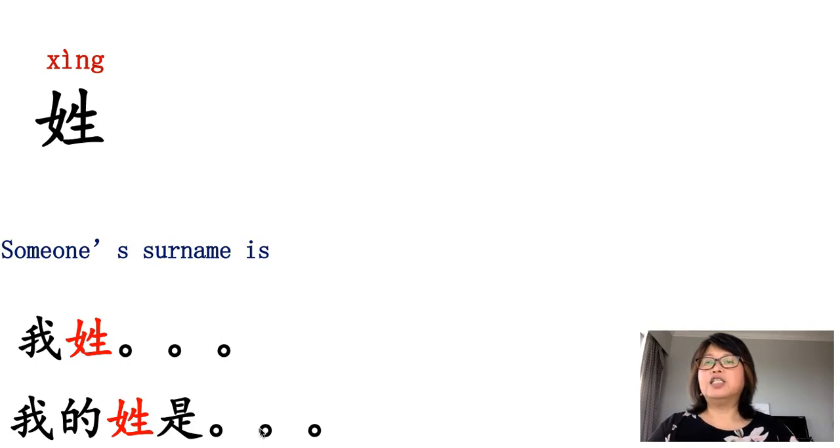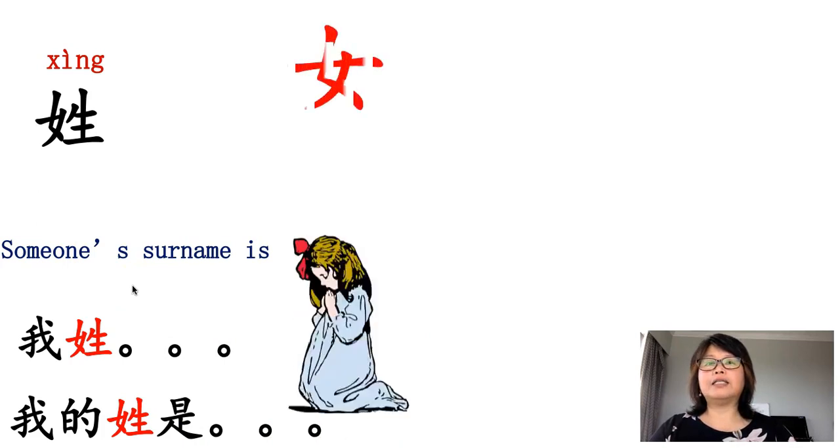This is 姓. 姓 means someone's surname is. This is quite different from English, because surname in English is a noun. My surname is Chen. But in Chinese, we say 我姓陈. So over here in Chinese, 姓 is a verb.